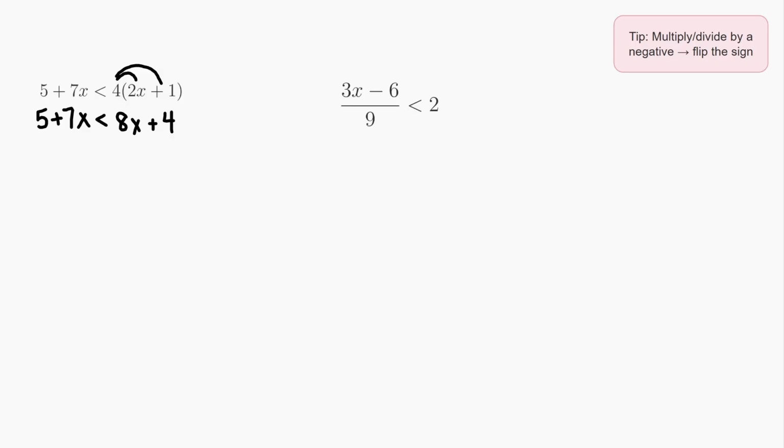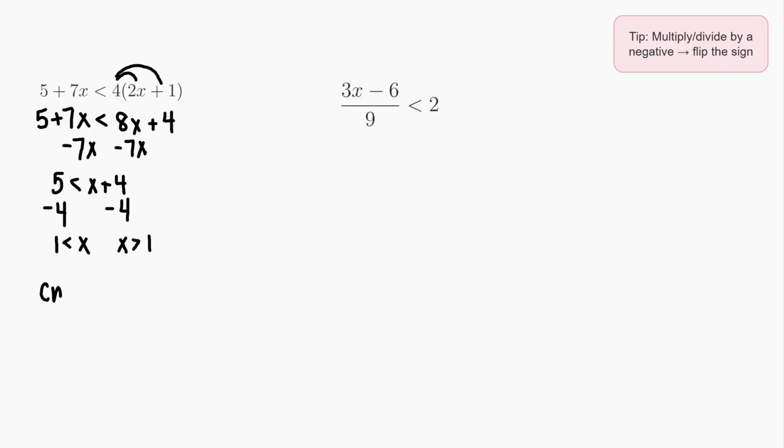Now we're going to move all the variables to one side. In this case, I'm going to move the 7x to the right so the x stays positive. Subtract 7x, subtract 7x. This leaves us with 5 is less than x plus 4. Now we're going to move all the constants to the other side. We're going to subtract by 4 on both sides. This leaves us with 1 is less than x, or x is greater than 1.